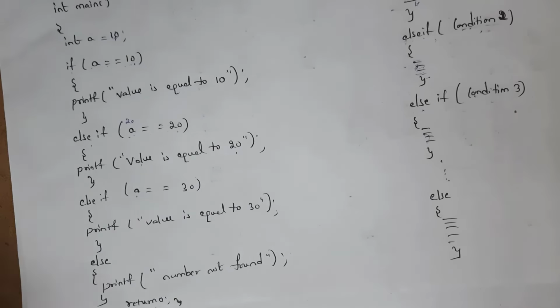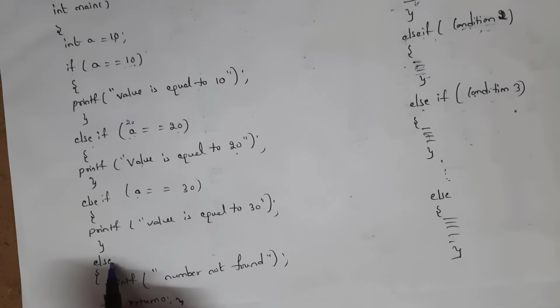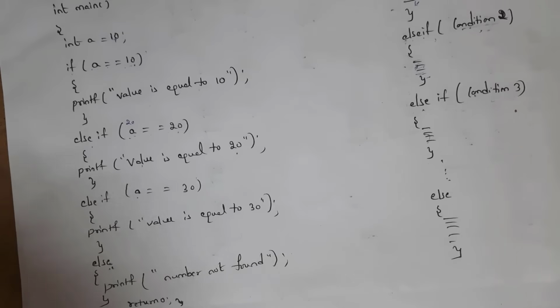You should never use semicolon here for if, for else if and for else. You should never use semicolon. And here for else you should never give any condition. Else statement does not contain any condition, so don't give any condition for else.